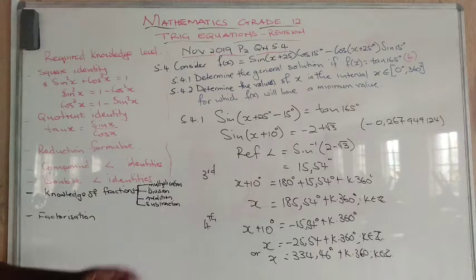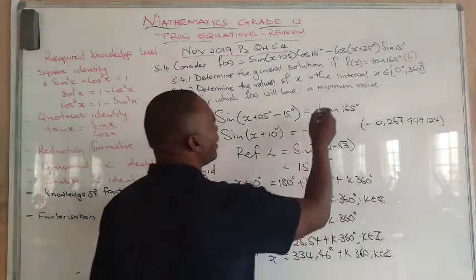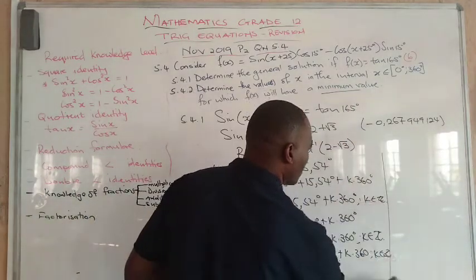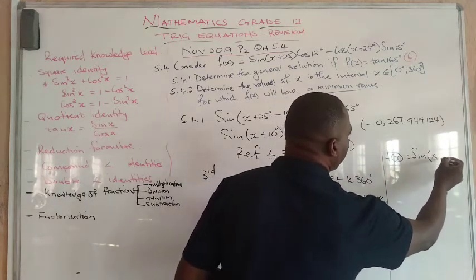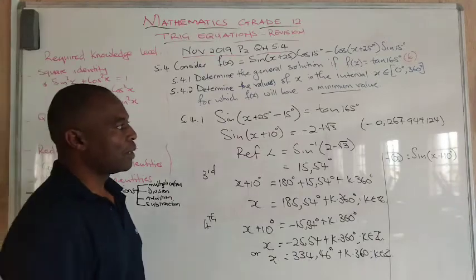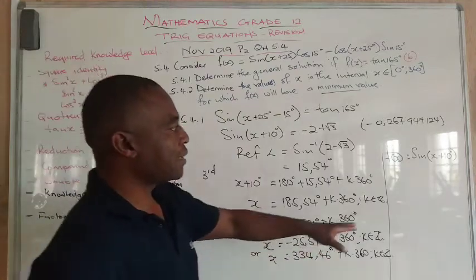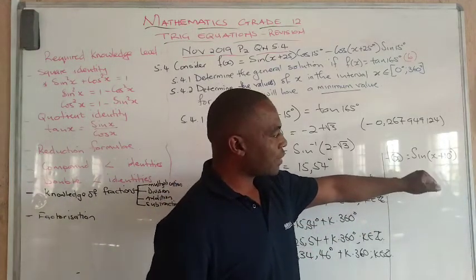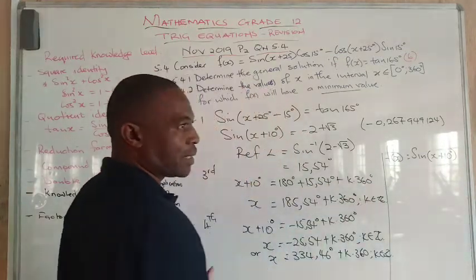5.4.2. Determine the values of x in the interval 0 to 360 inclusive, for which f of x will have a minimum value. So we have already seen that f of x is sine(x + 10 degrees). And now we are being called to understand this question in terms of transformation of graphs. This is telling us that the graph of sine x is shifted horizontally to the left 10 degrees.